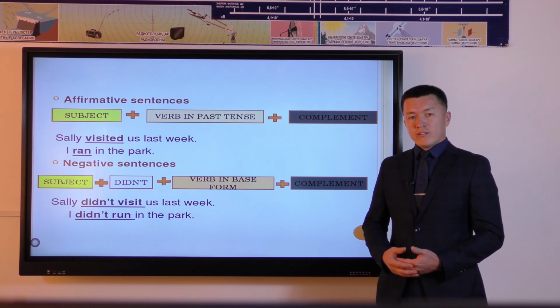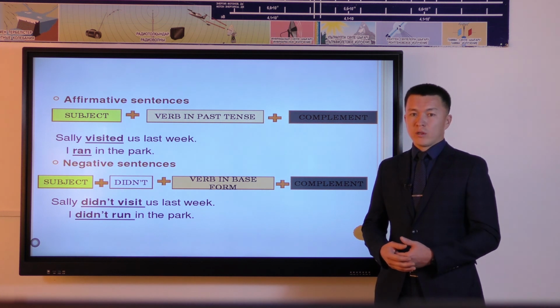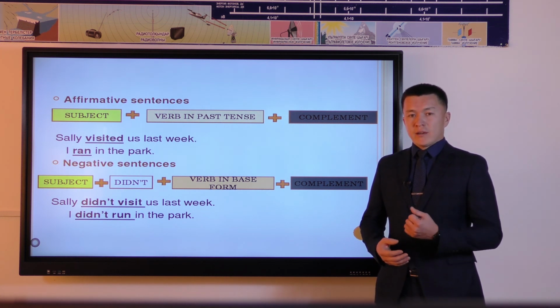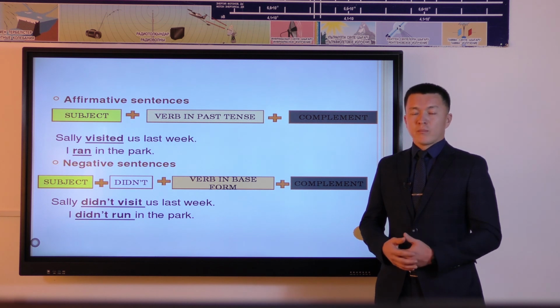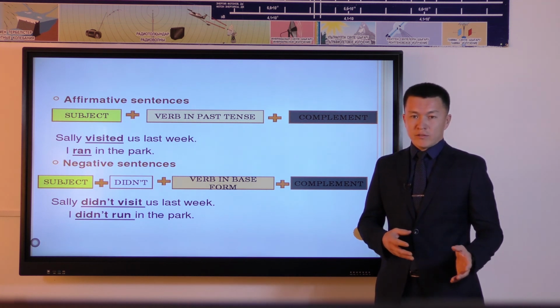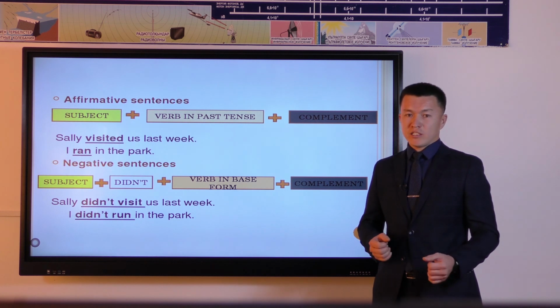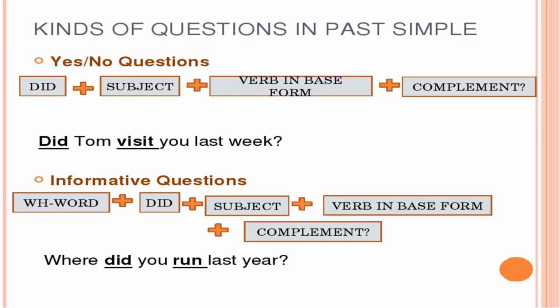And about the negative sentence, we use subject plus didn't plus verb in the base form. Did is the auxiliary verb of past simple. With the help of it, we can make negative and interrogative sentences. For example, Sally didn't visit us last week, or I didn't run in the park.